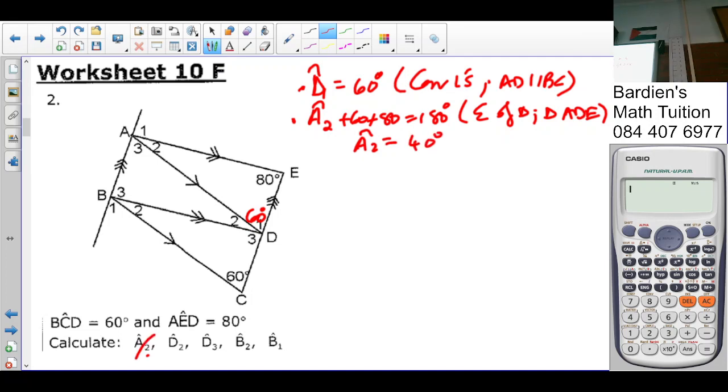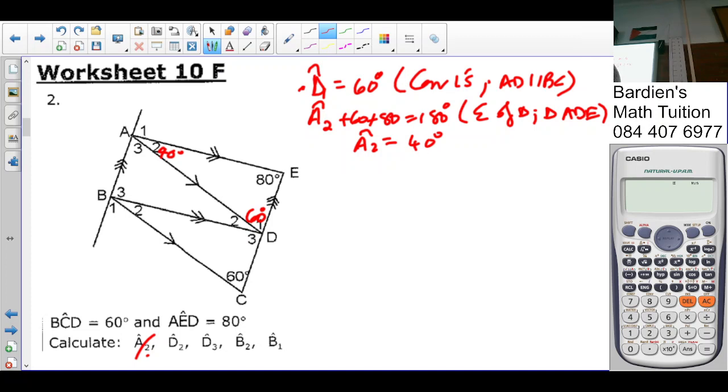D1 wasn't asked; you needed D1 in pursuit of calculating A2. Otherwise, could you have calculated A2 straight? Yes, how?